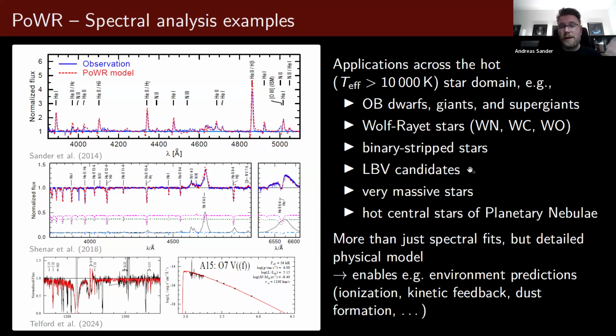Yeah, binary stripped stars, LBV candidates, very massive stars. You can even go to the low mass regime as long as you are staying on the hot side, because we don't do molecules in this code. So you can analyze, for example, hot central stars of planetary nebulae. There are some limitations, but ask me about that if you want to know more. Because we're doing more than just spectral fits, but this detailed physical model, we enable with these calculations also environmental predictions, as I mentioned already, feedback, but you can also see if the surrounding is, for example, reasonable enough for dust formation.